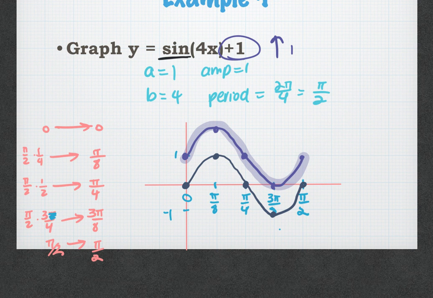Questions on that one? If it was cosine, I just would have started at the 1, worked my way down, down, up, up, and then shifted it up again. So it's the only difference.